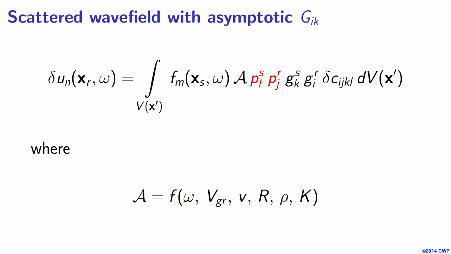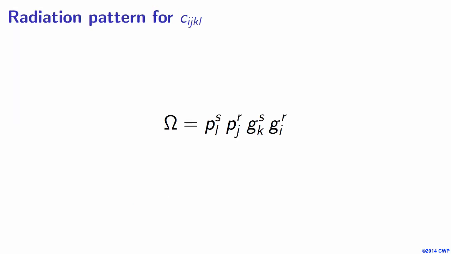Then you've got these p's, which are the components of the unit slowness vector. S and R denote source and receiver sides, respectively. Then you've got the g's, which are the components of the unit polarization vector. And S and R are the source and receiver sides again. Delta Cijkl is the perturbation in the stiffness at a point in the subsurface. So from this entire expression, we isolate the radiation pattern. And for a model parameterized in terms of Cijkl, it's this expression here. So again, omega is the radiation pattern.